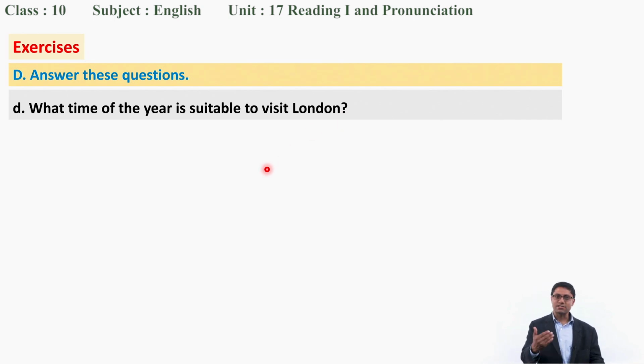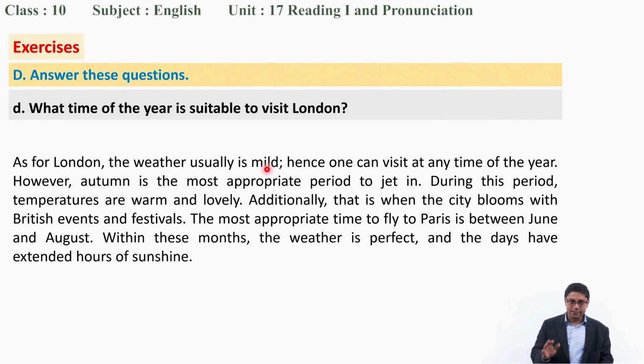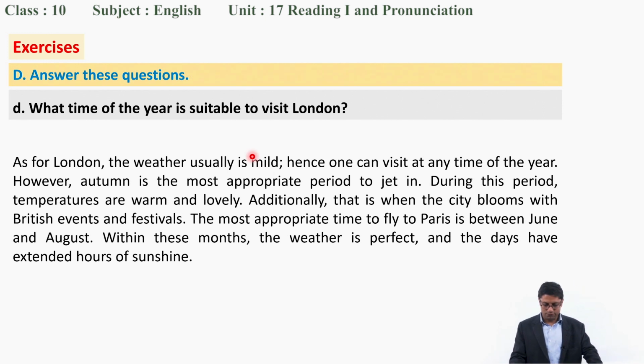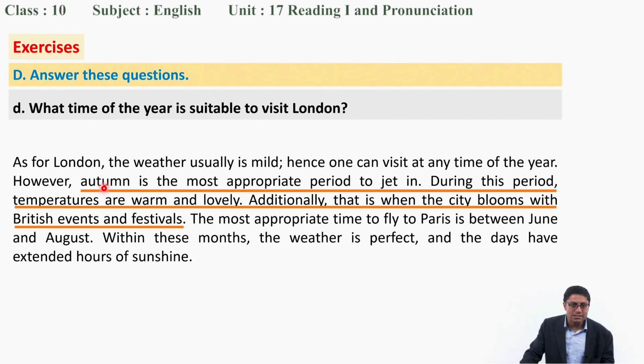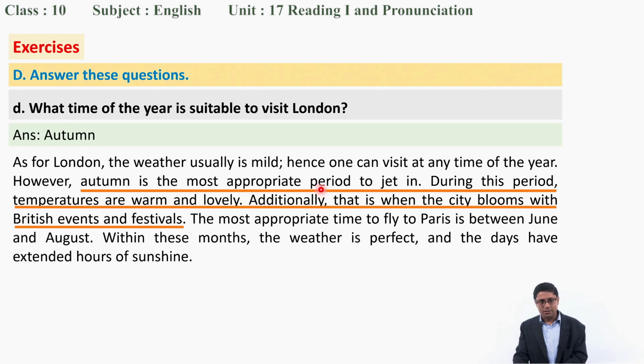We have discussed many times this one. Okay, read the last part of the text. You can find there, especially if you go through this highlighted part, you can find the answer. It says autumn. Autumn is the most appropriate period. And the reason is also given there, because temperatures are warm and so on. So the answer is autumn, certainly.